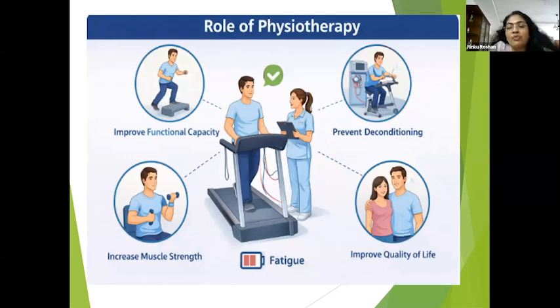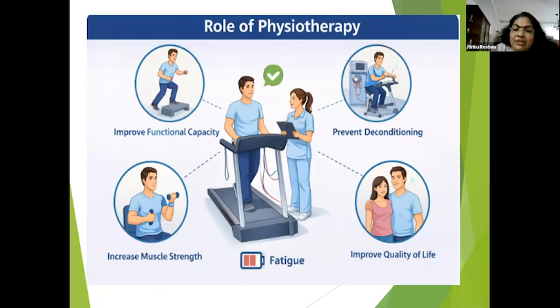So how is physiotherapy going to help? Here we will be able to improve their functional capacity, where the endurance will be improved and the quality of life also will be improved. The second thing is to increase muscle strength. In the initial stage, we will try to maintain the joint range of motion as well as the muscle strength, so that the patient won't have muscle wasting, that atrophy won't happen.